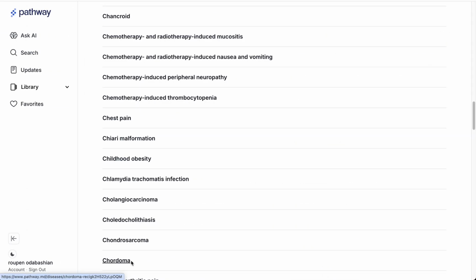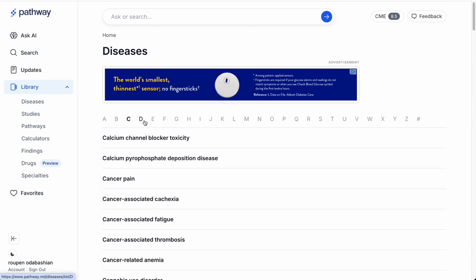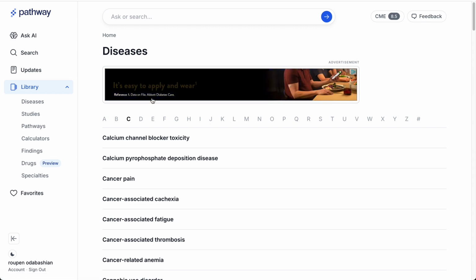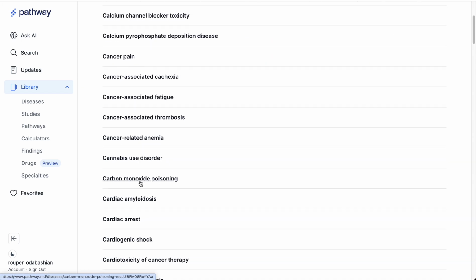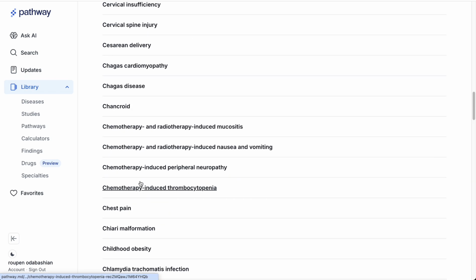And one other thing unique about PathwayMD is it has the library section, and in the library section there are other subsections. For example, you can go to the diseases section, which we are in right now, and then you can see different diseases and then studies, pathways, calculators. We're going to go through them one at a time. So if I go to the diseases, it is categorized by letter A, B, C, D, E until Z, and then they also have some advertisement here. And let's just do something simpler like chest pain, for example.